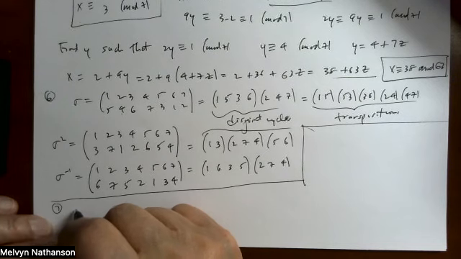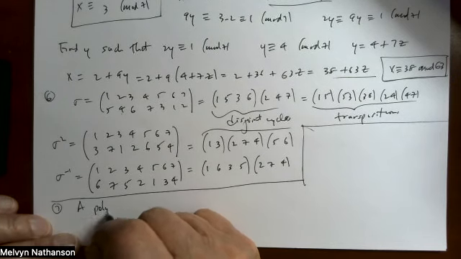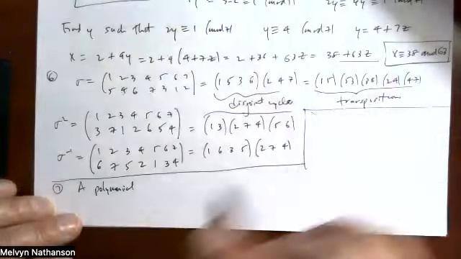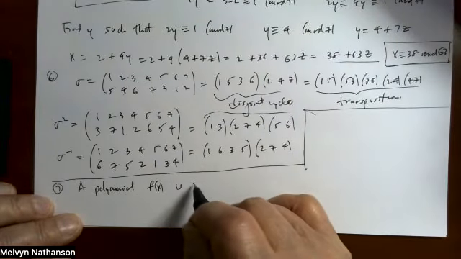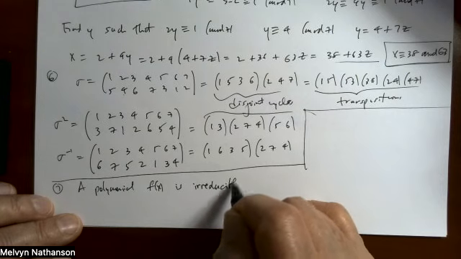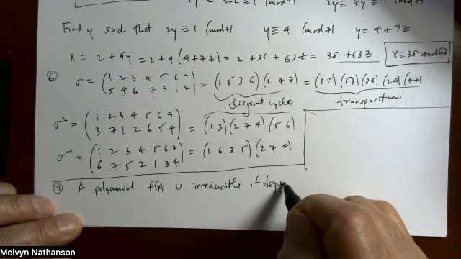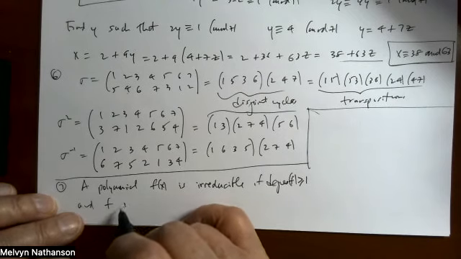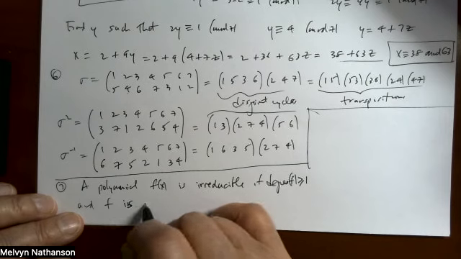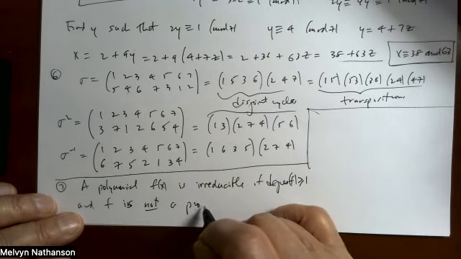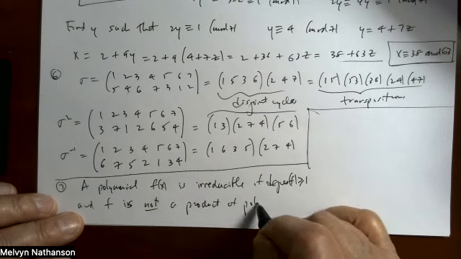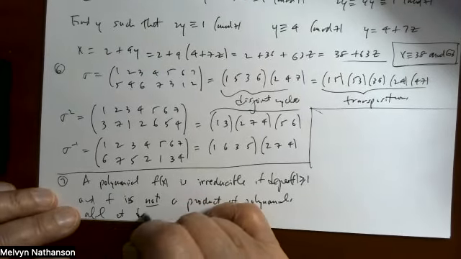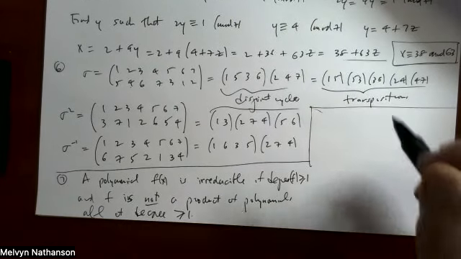Problem 7. A polynomial f of x is irreducible if the degree of f is at least 1, and f cannot be factored, is not a product of polynomials all of degree greater than or equal to 1.